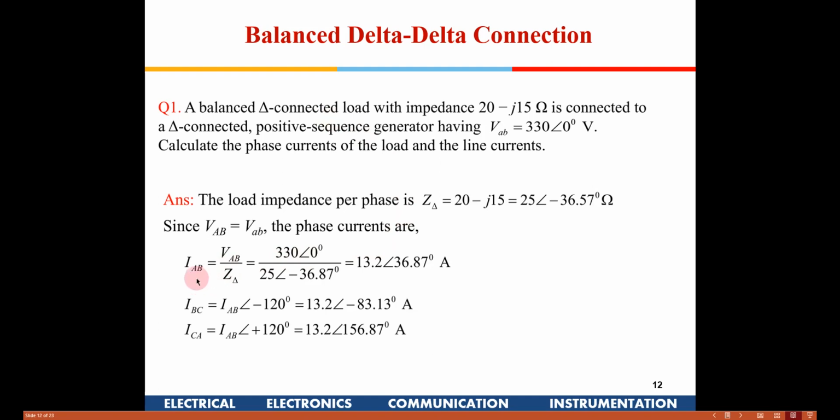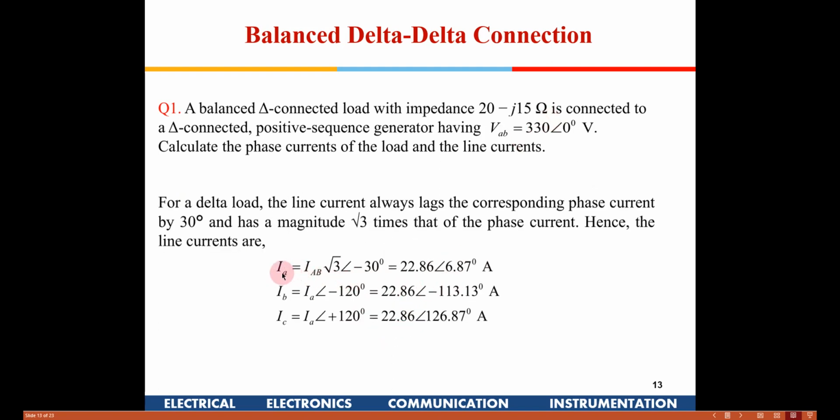First of all, we need to find out the phase current. The phase current will be the line voltage divided by the impedance. The line voltage V_AB is given here as 330, divided by the impedance. The other two currents will be 180 degrees out of phase with these, so you get the three phase currents. Once you get the phase currents, to get the line current you need to multiply by √3 and introduce another phase difference of -30 degrees. So these are the three line currents in this case.